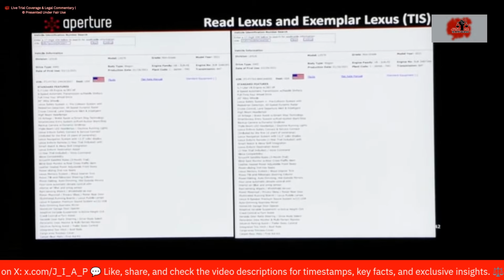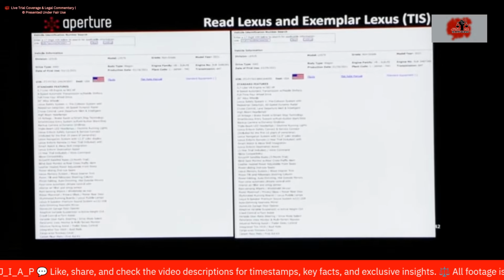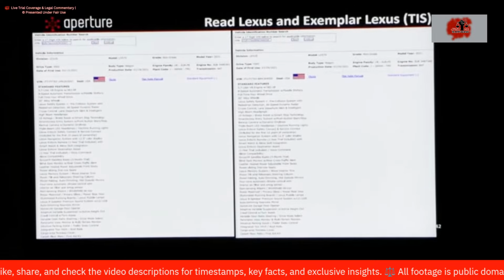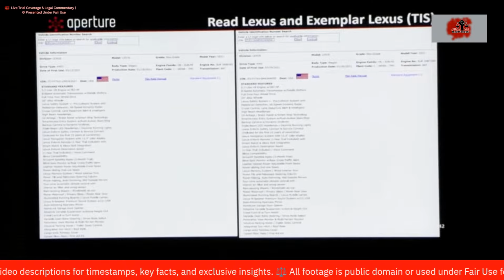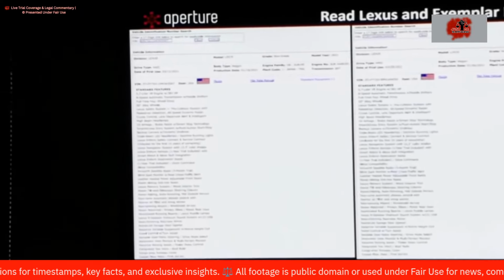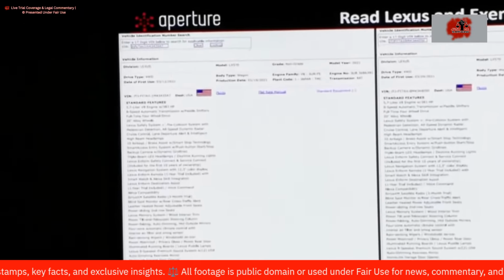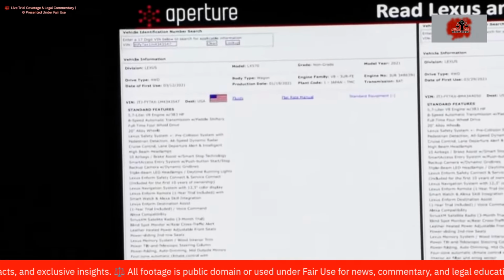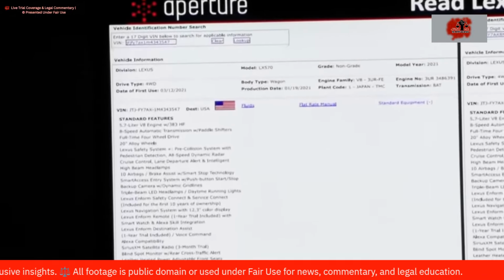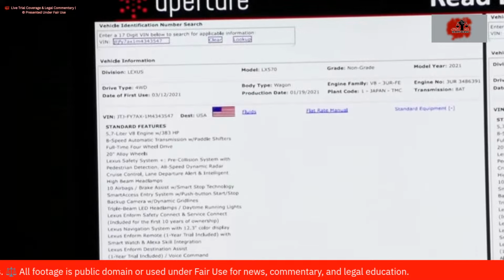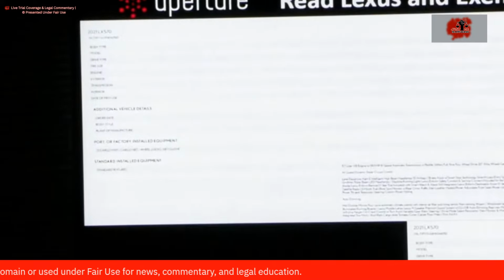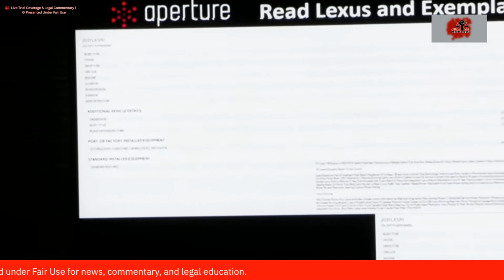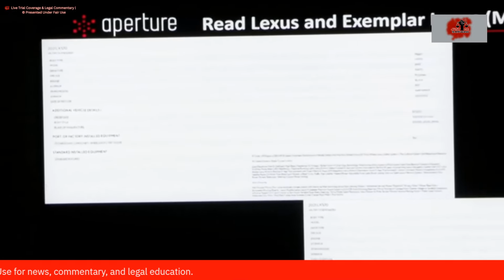These are all the standard equipment. Miss Reed's is on the left. My exemplar is on the right. It says Reed Lexus TIS, that's Toyota Information Services, or Toyota Information System. So I ran it through TIS, which is the umbrella program under which Techstream runs. I also ran it through My Lexus, which is the Lexus website.